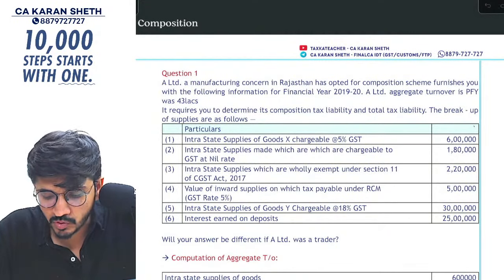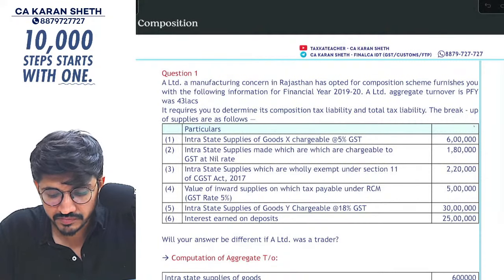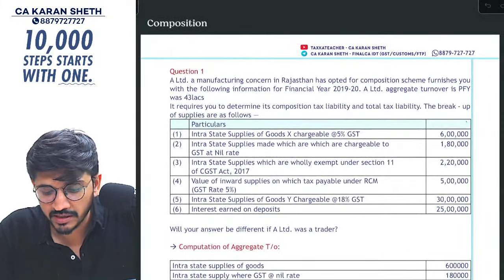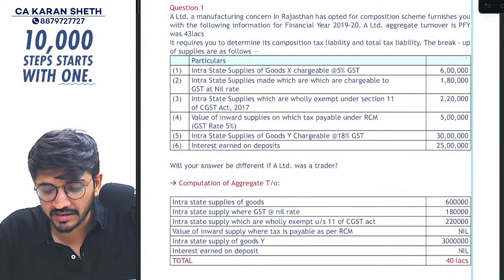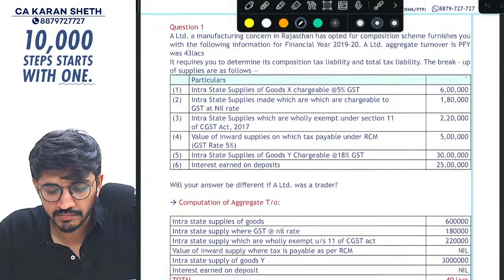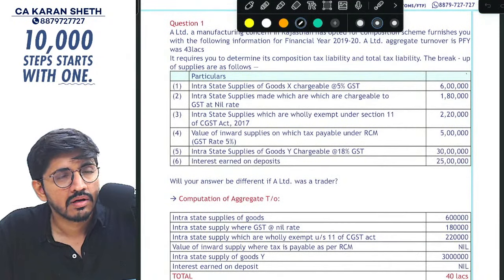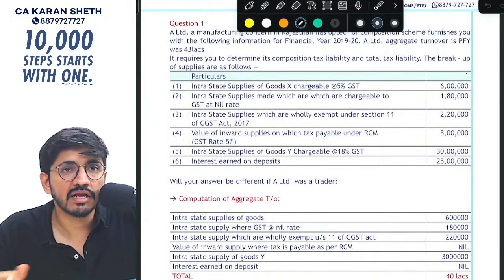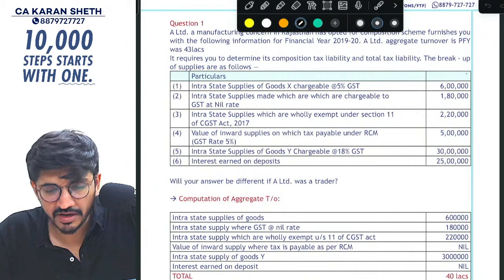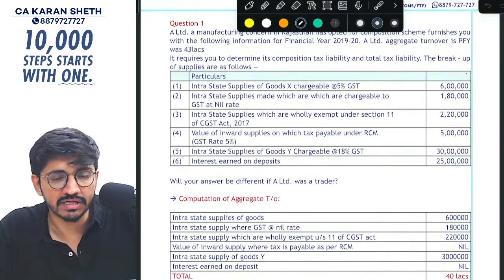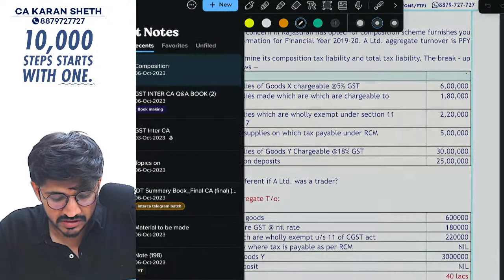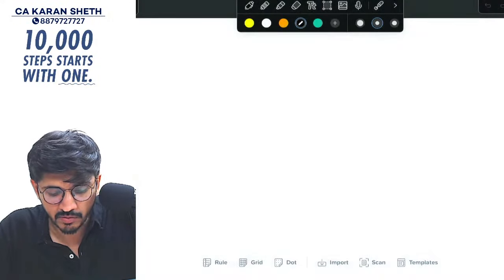When it comes to composition scheme, the biggest issue students face is what to do in the current financial year's turnover and what to do in the aggregate turnover of the previous financial year. That is generally the issue you all face. It's really confusing at times what to do when.